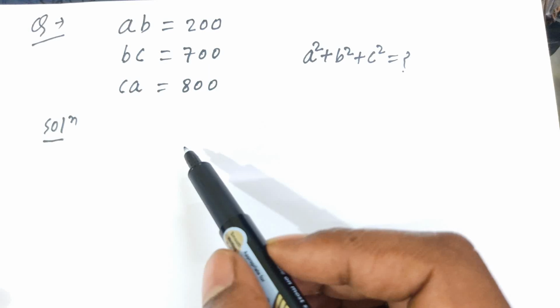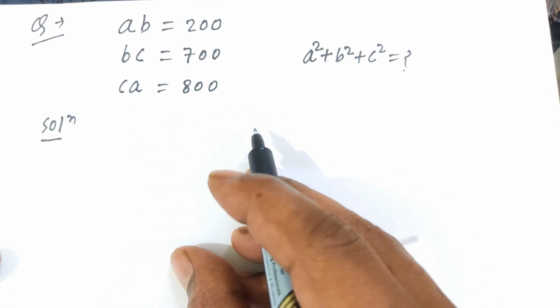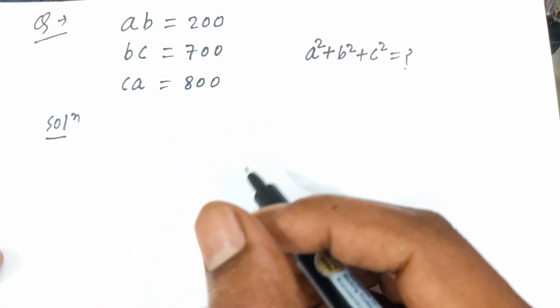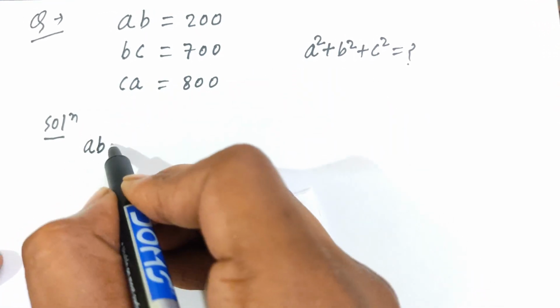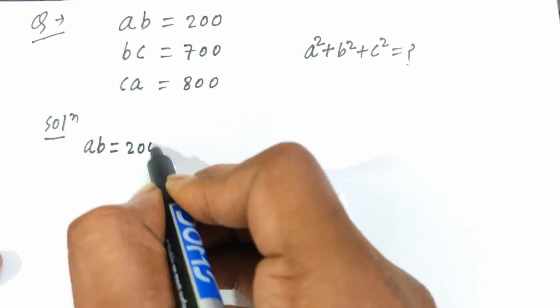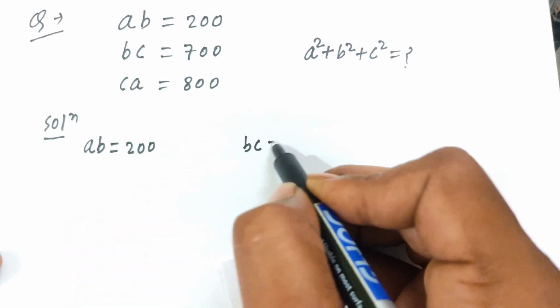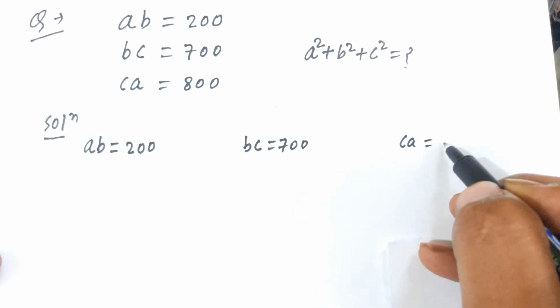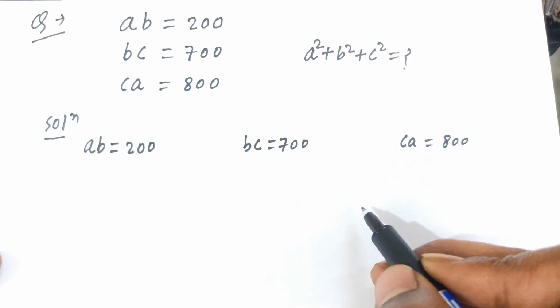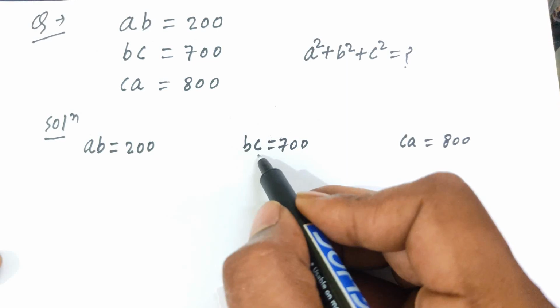तो देखिए स्टूडेंट्स, इस वाली प्रॉब्लम को हम किस प्रकार से सॉल्व करेंगे। स्टूडेंट्स, look carefully, we have three equations and three unknown variables. a times b is equal to 200, b times c is equal to 700 and c times a is equal to 800.